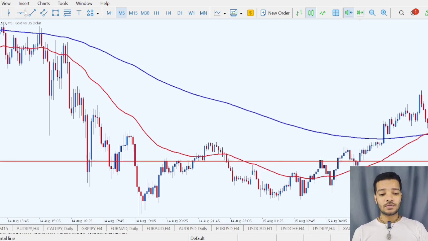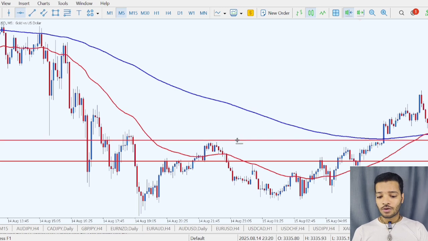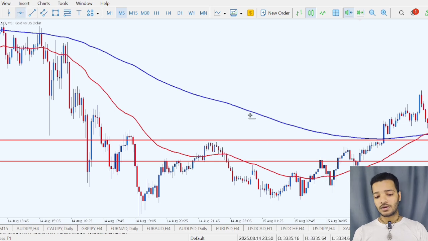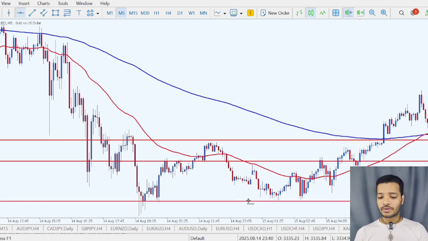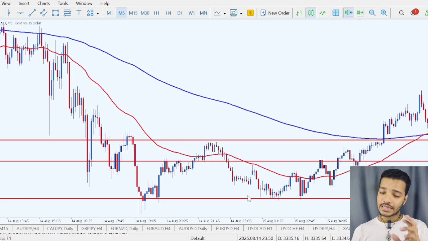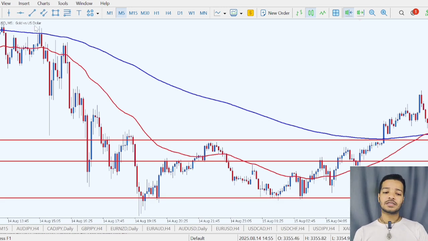This is your entry point, and this is your stop loss, because it is the nearest resistance zone. And where you can set your take profit level: the nearest support or resistance zone, the nearest support. This is the nearest support. You can set your take profit there. So this trade is hit.